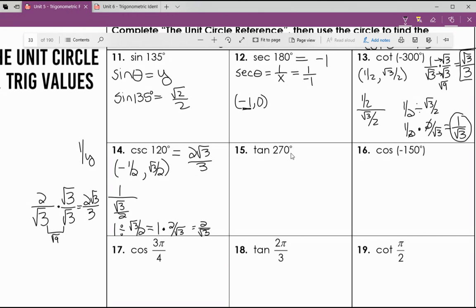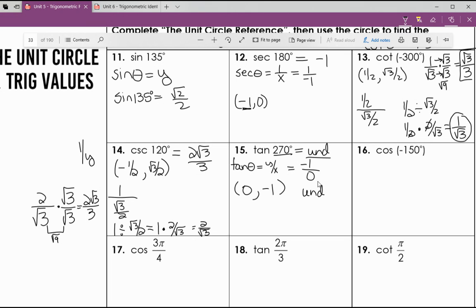All right. So the next one is tangent. If you recall, tangent of any angle is y over x. I need the ordered pair associated with that 270-degree angle. Zero and -1. Y'all agree? So that would put -1 over 0. Well, what is any value divided by 0? Undefined. So tangent of 270 is undefined.